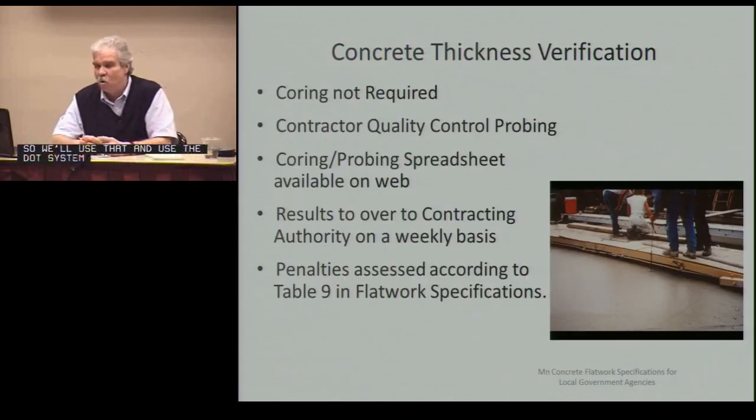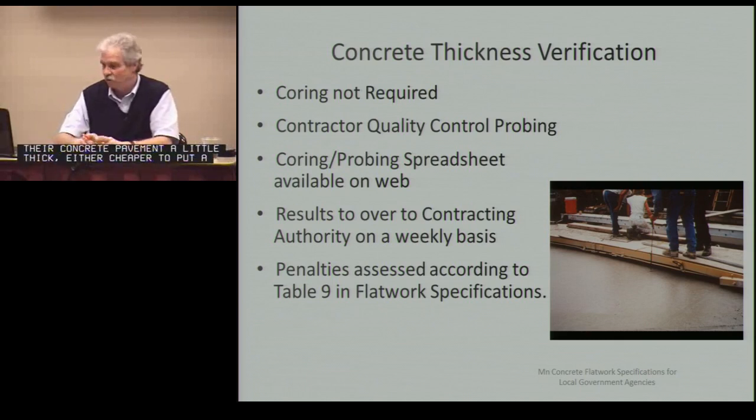The thickness, again, coring's not required in this specification, but we use contractor quality control probing. And so they probe it. The results are turned over to the contracting authority on a weekly basis. In this spec, we ask them to do it every so often, so they have to do that. Penalties are assessed according to the same penalties in the DOT system. Most concrete folks try to build their concrete pavement a little thick. It's cheaper to put a quarter or eighth of an inch down or so than to have short cores with the penalties. So no coring required here to check thickness, just probing.